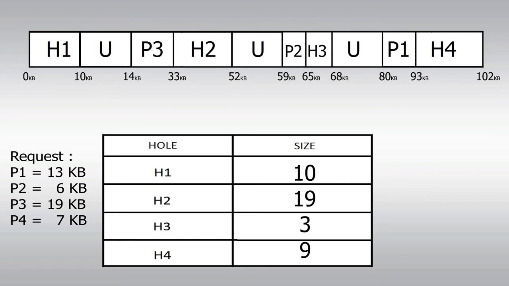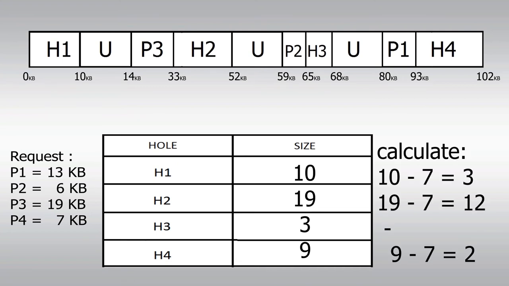Finally, P4. P4 needs 7 kb. So we need to go through each hole one by one. H1 has 10 kb, therefore minus the process size, which equals 3. H2 has 19 kb and minus the process size, which gives 12 kb. H3 capacity is smaller than process size, so it does not fit P4. H4 has 9 kb, therefore H4 minus process size equals 2 kb.